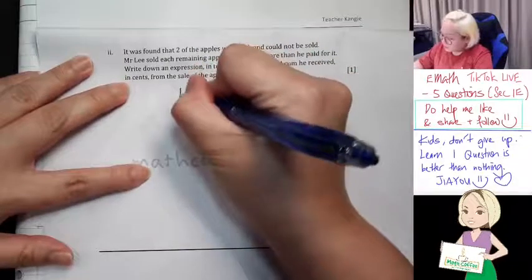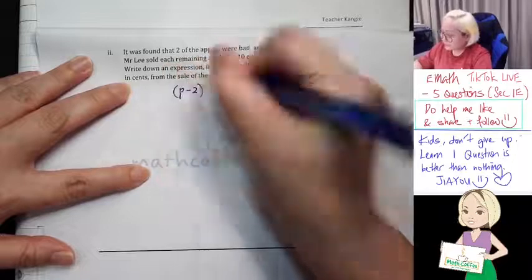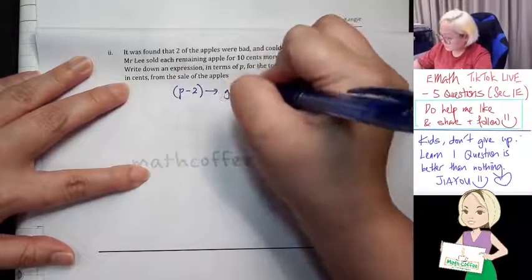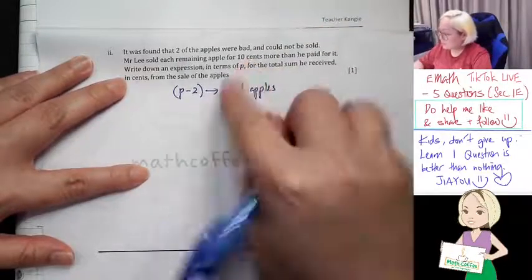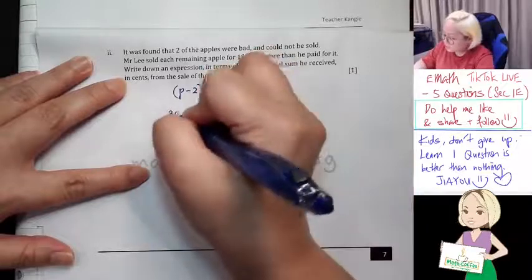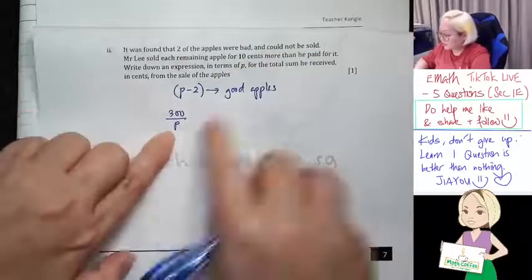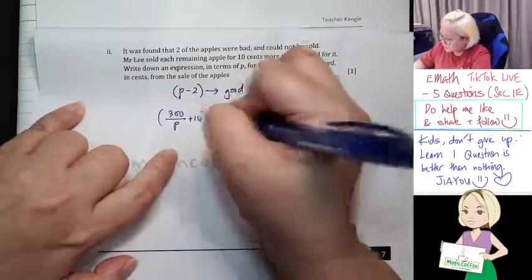So, I got P apples, but 2 are spoiled. So that means this is the remaining apples, which are good apples. Only sell good apples, and you sell 10 cents more than what you pay. So your cost price was 300 divided by P, correct? This is your cost price. You sell 10 cents more, so it's just plus 10. So this is your selling price.